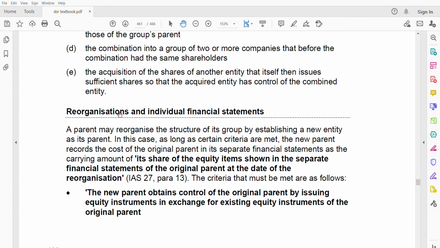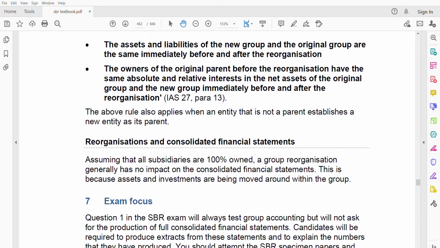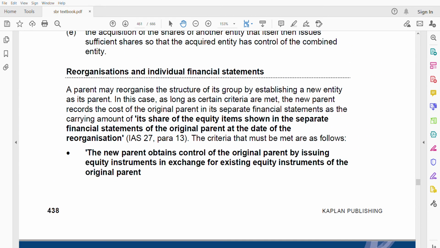Now let us go to reorganizations and the individual financial statements. We have almost come towards the end. So a parent may reorganize the structure of its group by establishing a new entity as its parent. They might change the parent sometimes. They might make a new entity the parent of the group. So this is a way of restructuring or reorganizing, you can say.